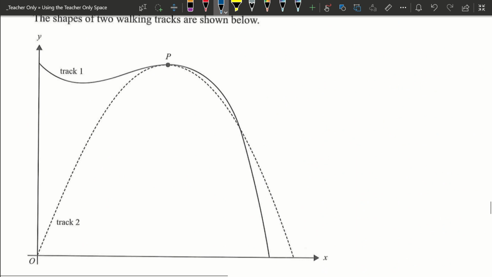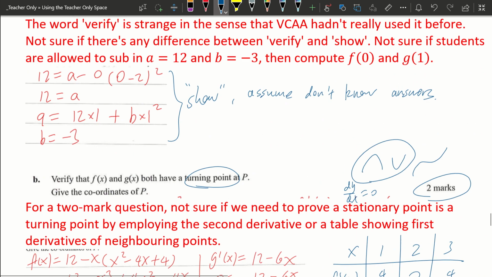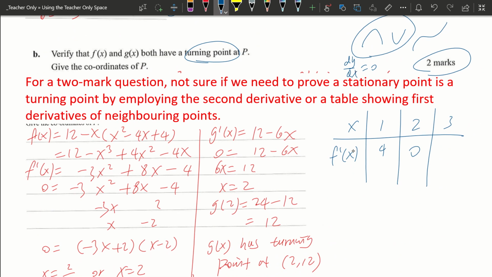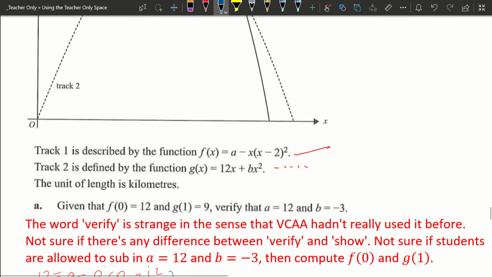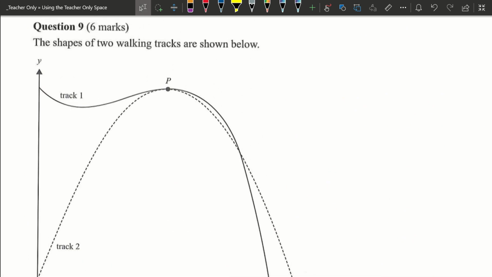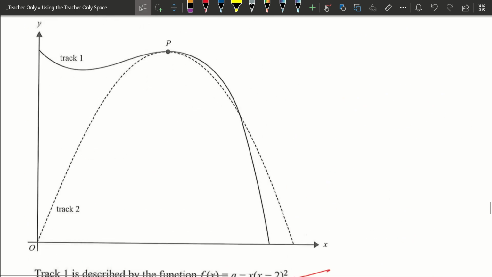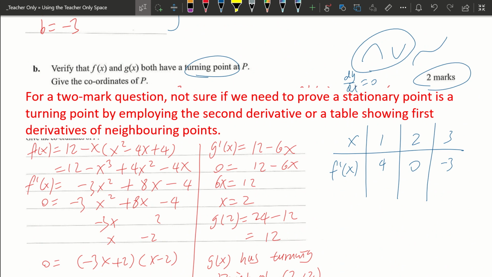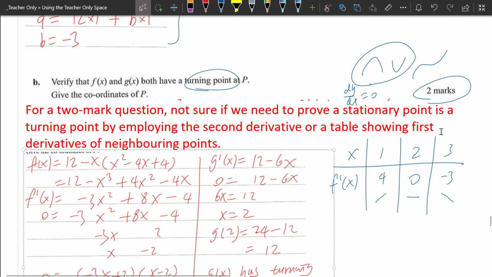Not for f. Yeah, so it's okay if I do a -3 here. Positive, negative. Yeah, there you go. It's flat here. It's going up and it's going down. So we can do a table like this.